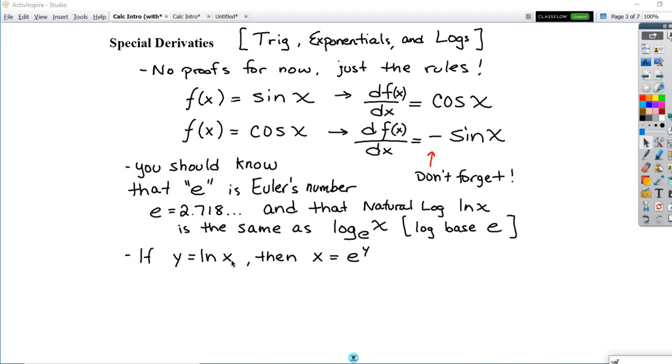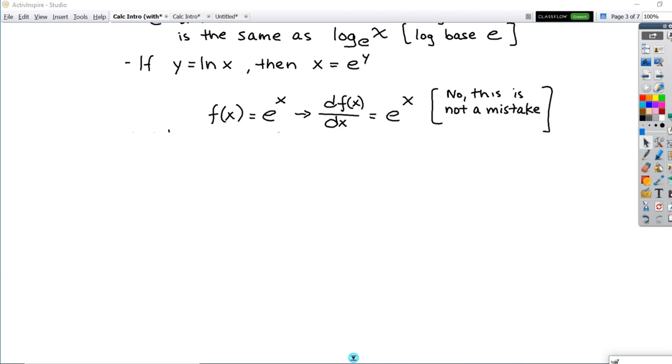So you can essentially unlock what x is by raising each of these up into the power of some base e. So e to the y equals e to the ln x. e to the ln x is equal to x.